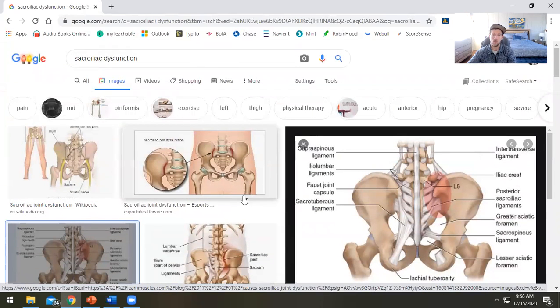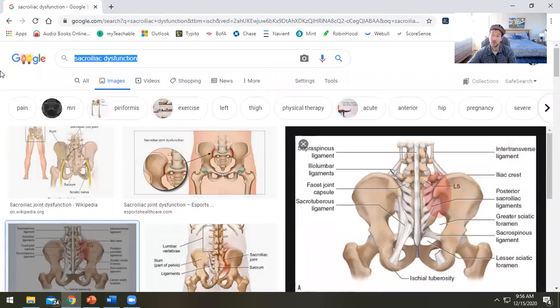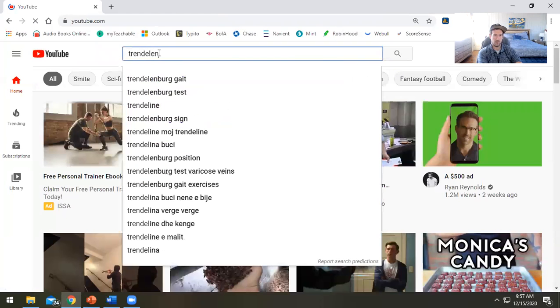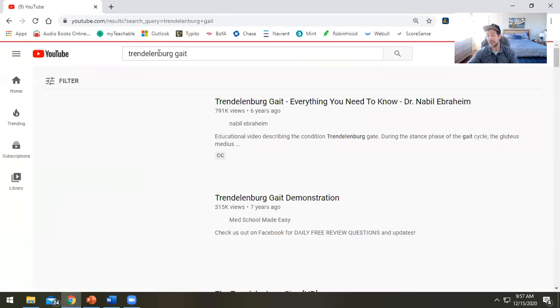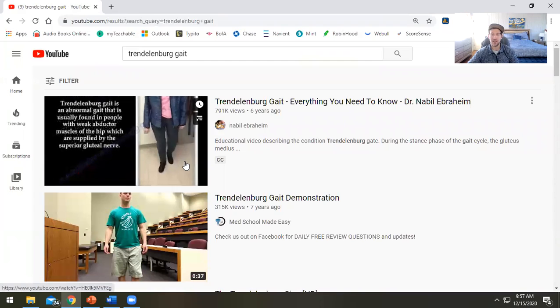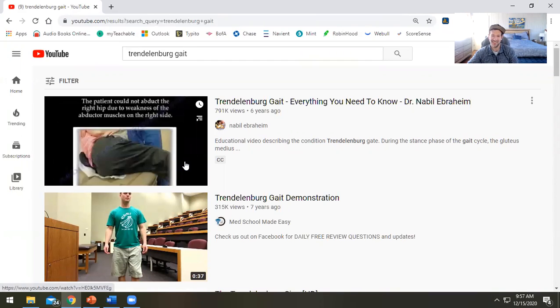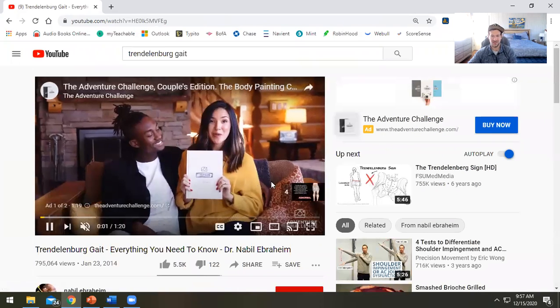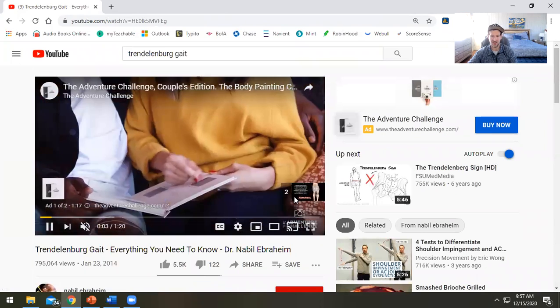What you'll often see is what's called a Trendelenburg walk. Let me see if I can show you what that is. Trendelenburg gait. It's basically this kind of sexy walk. I mean, this is a very waddly version of that.